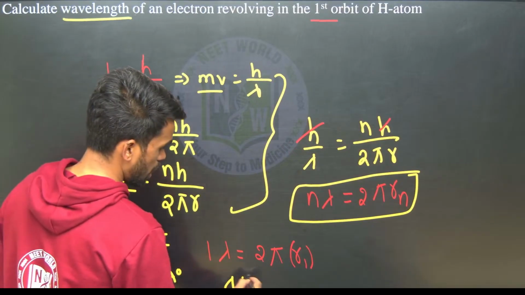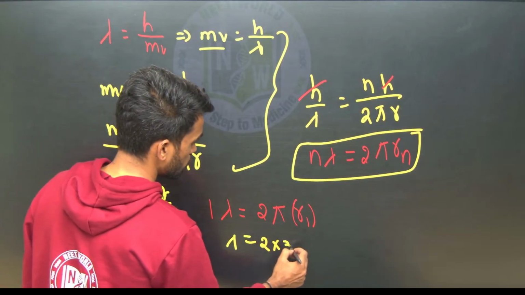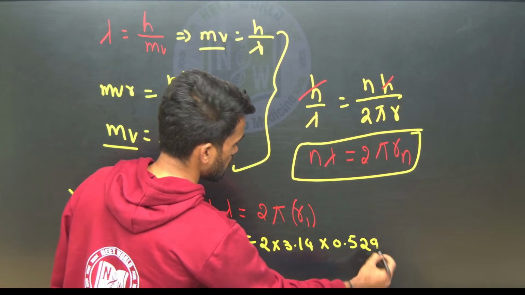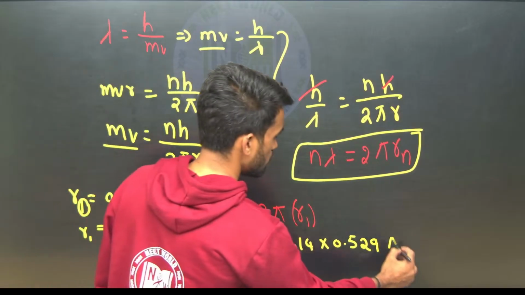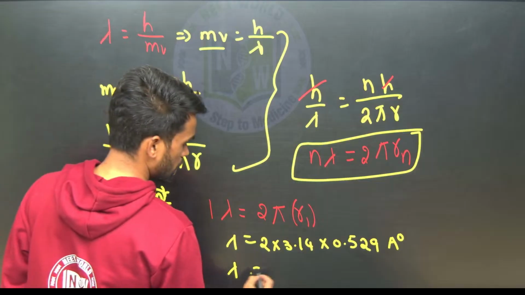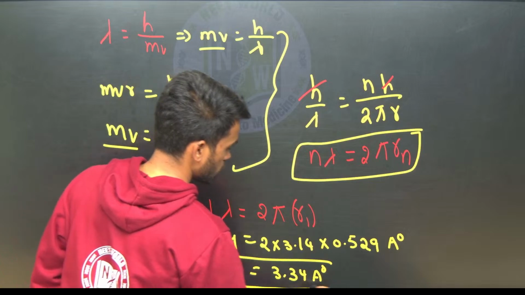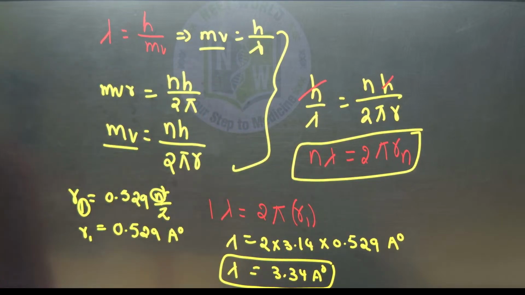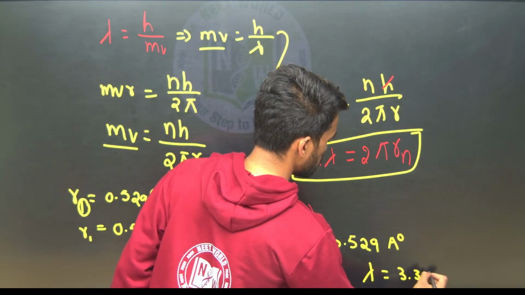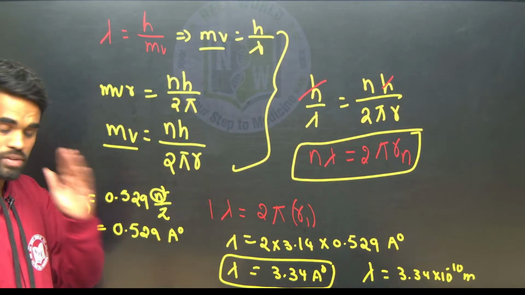So right here lambda equals 2 into pi, which is 3.14, into 0.529. Okay, this is the simplest way you can solve it. So you will get 3.34 angstroms approximate value. This will be your answer. If they ask in meters, you can write 3.34 into 10 power minus 10 meters. So this will be the value of lambda.